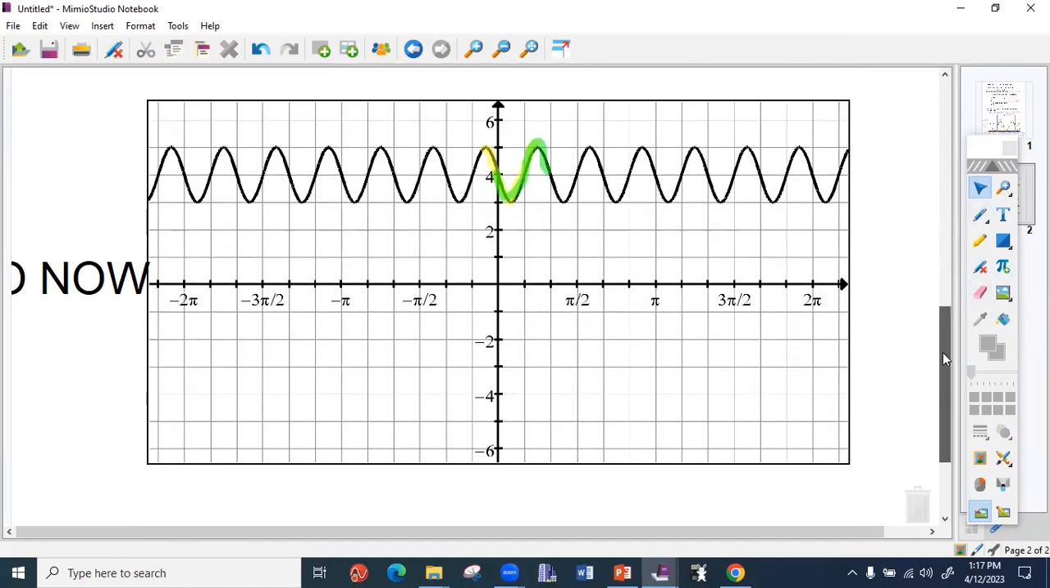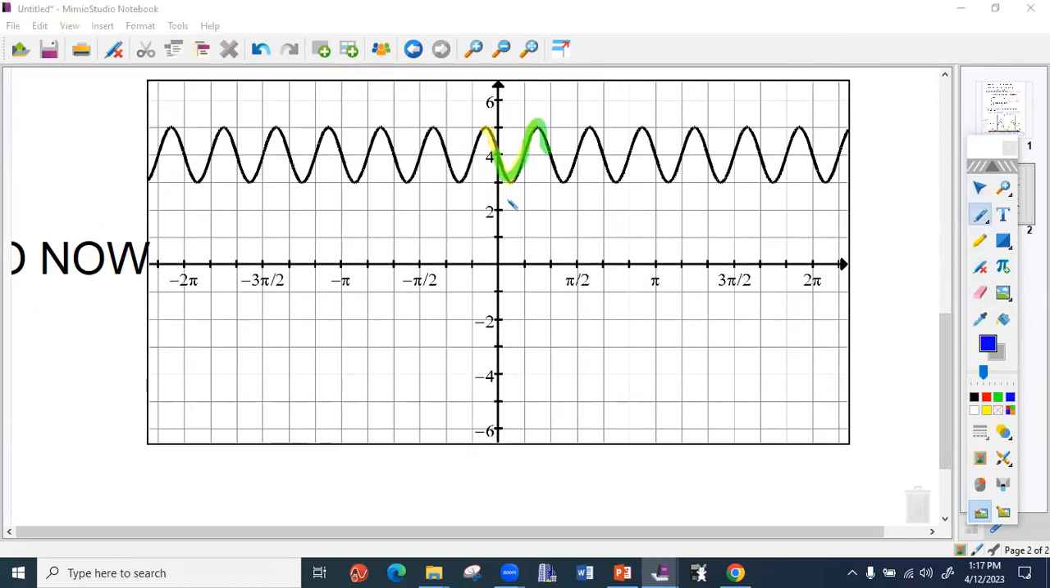And how do you find your A? Your max minus min divided by 2. So our max is 5, and our min is 3, so we have 5 minus 3 divided by 2 equals 1. So we know that A is 1. Now, whether A is negative or positive depends on the shape of the graph, right? Okay, so pay attention to that.